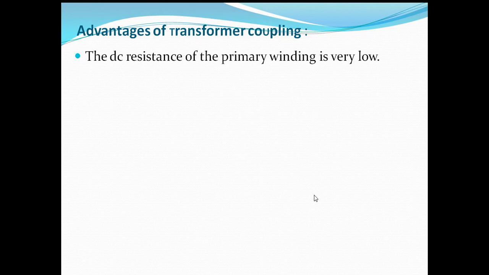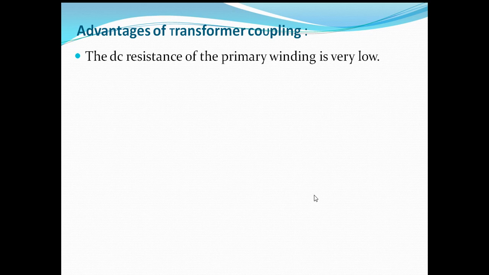Here, the DC resistance of the primary winding is very low. This is one of the most important applications of transformer coupling. By using transformer coupling, we can transfer only pure AC signal to the next stage, because here we are using two windings, primary and secondary, in the transformer. The input is taken across the input terminals of the primary winding, and the output is measured across the output terminals of the secondary winding.